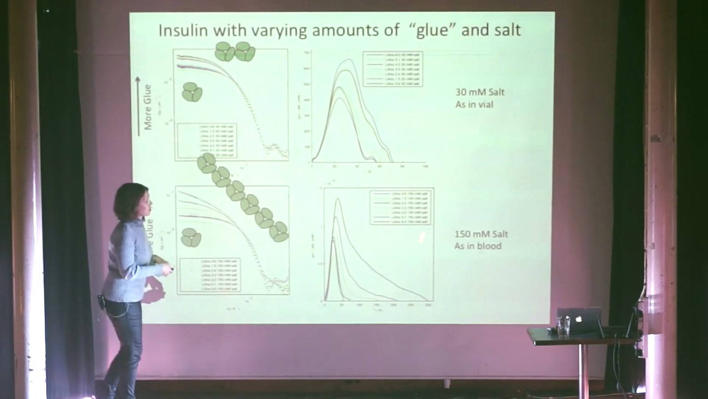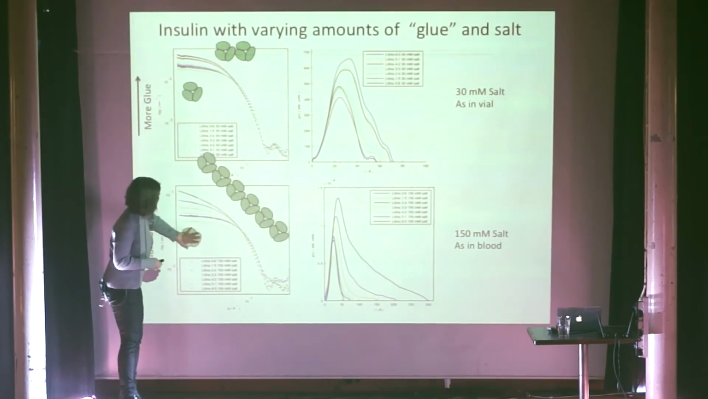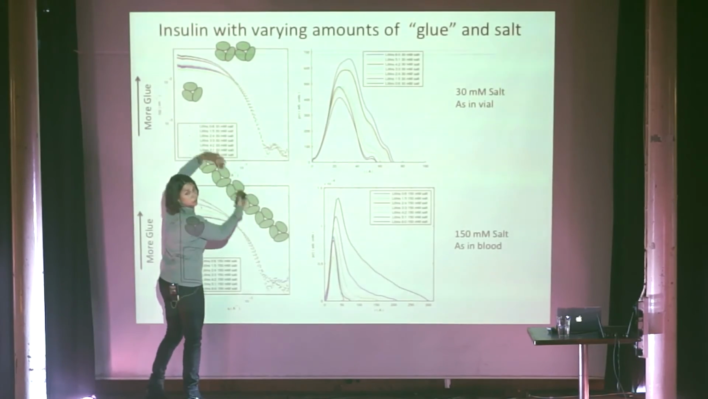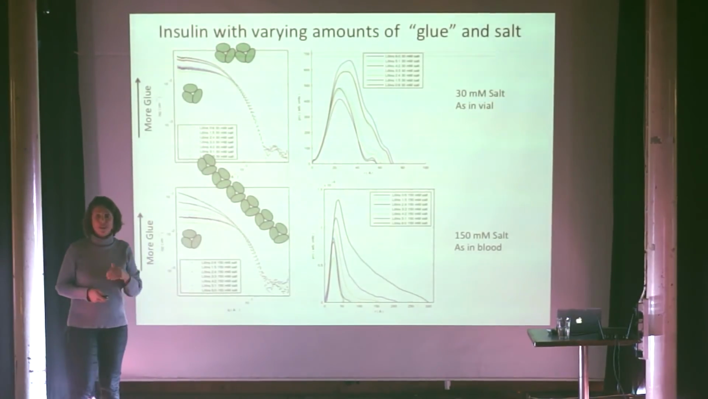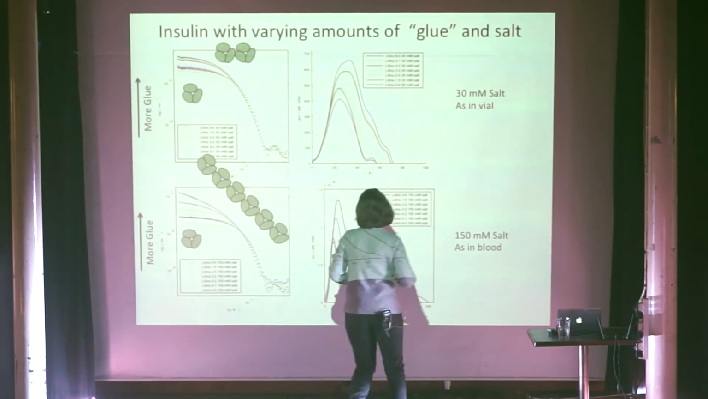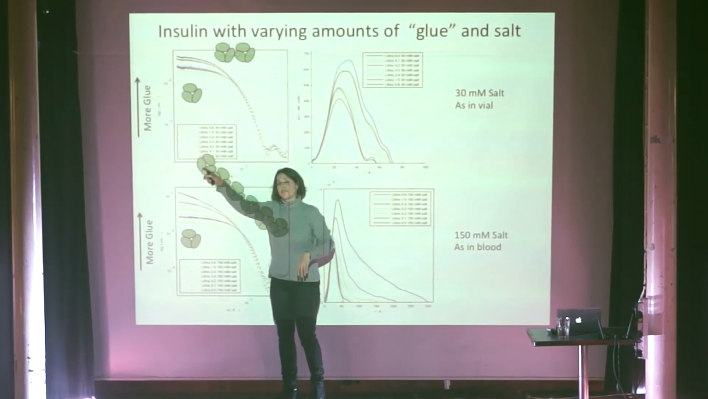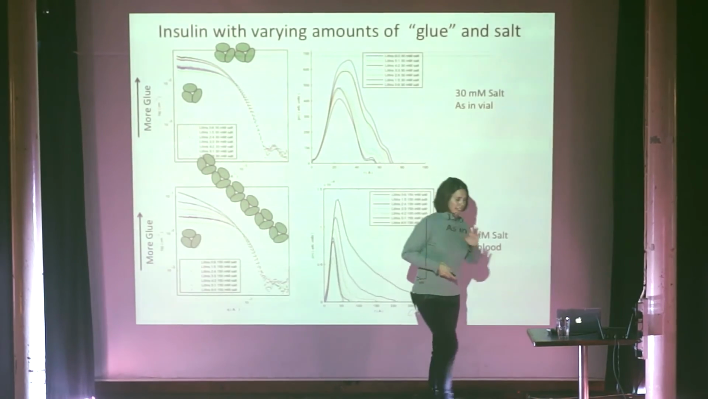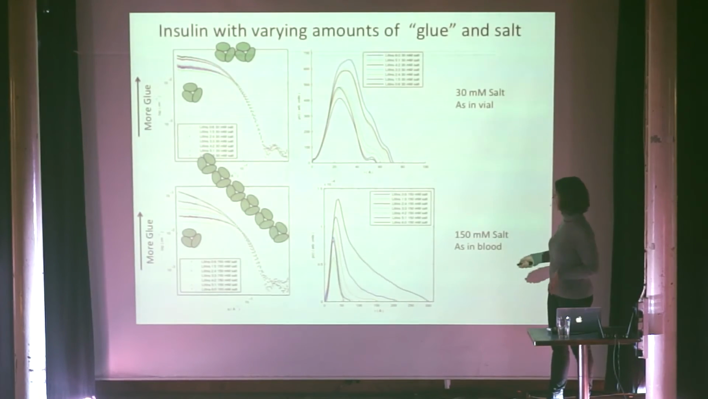But then when we changed the salt concentration to the levels in blood, then we could see that still, if we have no glue on, they would still be hexamers, but then they would form these long rods, which is actually the same principle that is also used in the most modern types of long-lasting insulin. That is, they form these long rods, and then these hexamers probably fall off from the ends, and then the release starts. So we could directly see that from the small angle scattering.